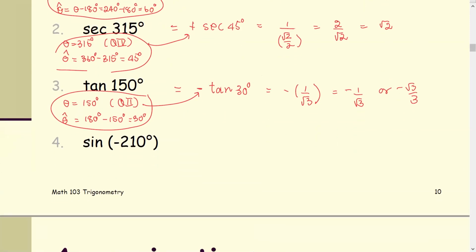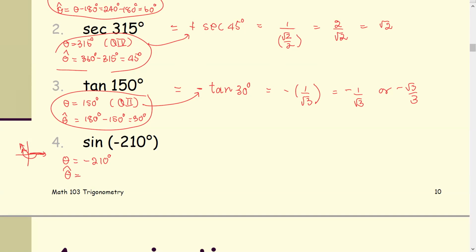The last one, sine of negative 210 degrees. The angle theta is negative 210 degrees. If you sketch the diagram real quick, this is a negative angle. It goes clockwise from the initial side, and then the terminal side is located in the second quadrant.